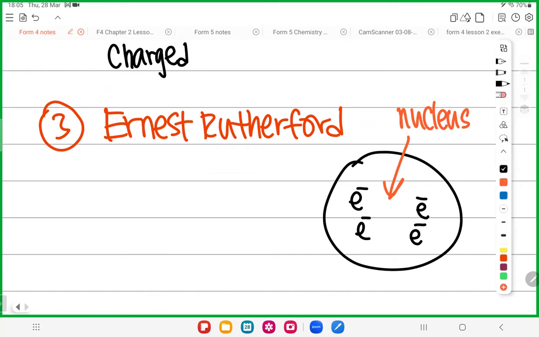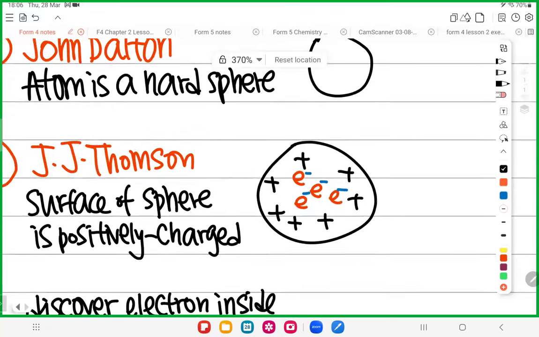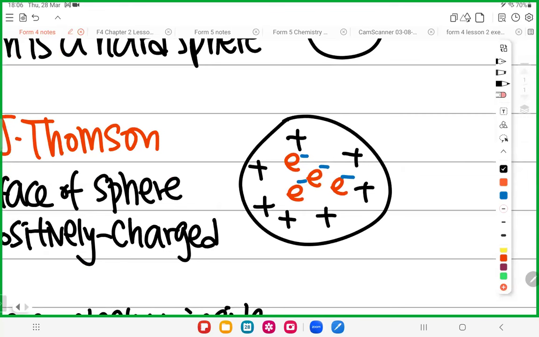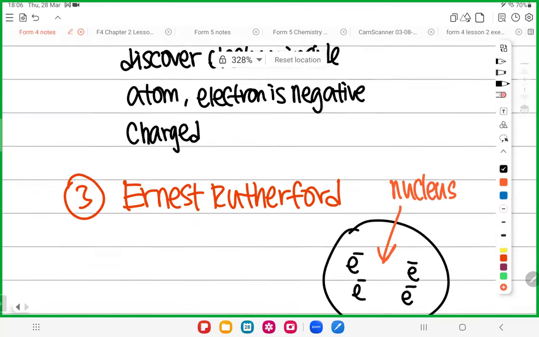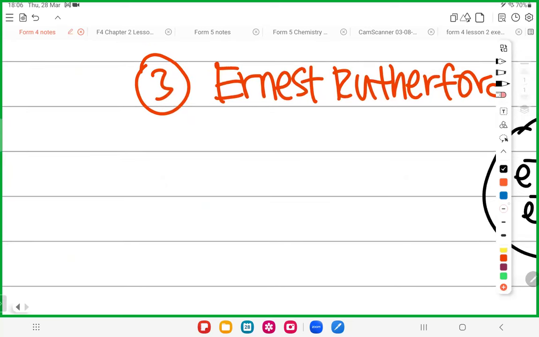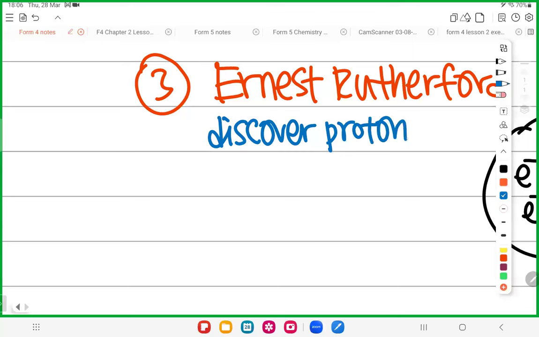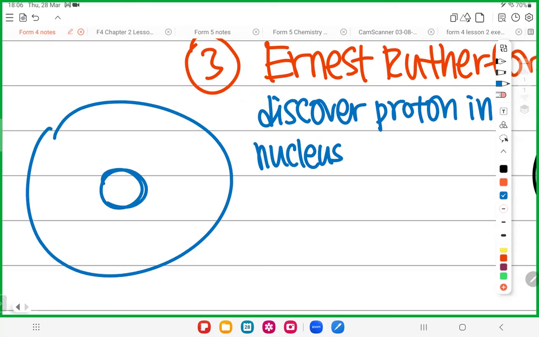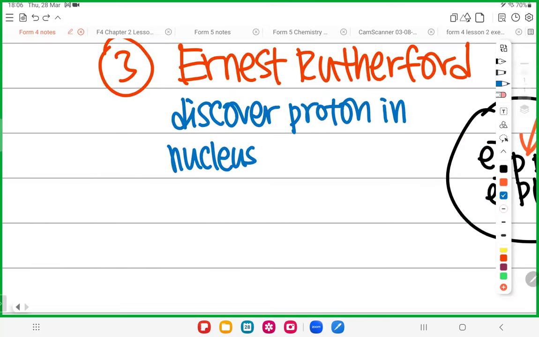And Ernest Rutherford also explained to us where the positive charge is coming from. You see, J.J. Thomson only told us we have positive charge on the surface, but he didn't tell us where the positive charge comes from. Who gives us the positive charge? J.J. Thomson didn't explain. So Ernest Rutherford found that, oh, the positive charge actually comes from another particle, which is called proton. So Ernest Rutherford discovered proton. He found that inside the atom, you have proton. This proton is in the nucleus. Where is nucleus, everyone? Nucleus is the middle part of your atom. So this is atom, the middle part of the atom is called nucleus. Okay, so he discovered proton, and proton is positively charged.